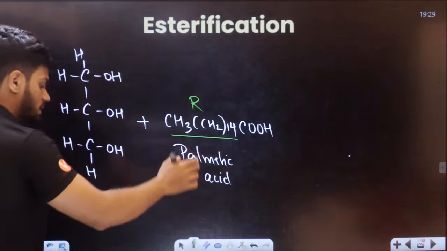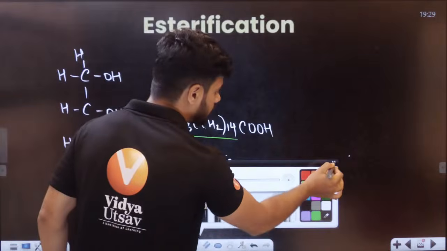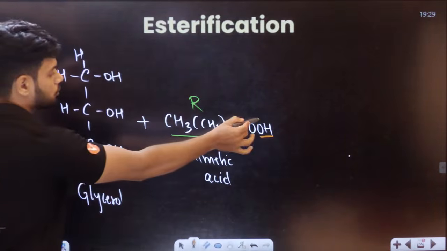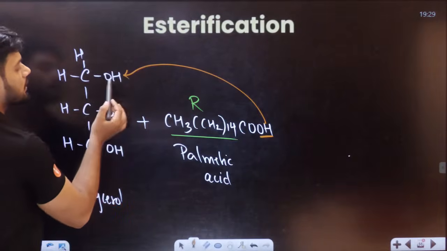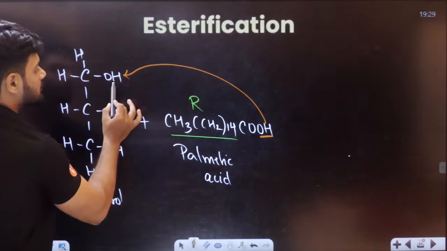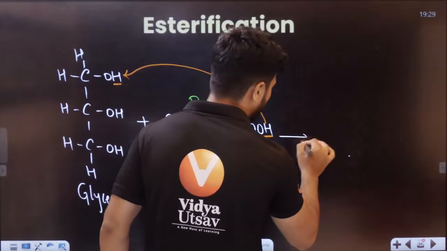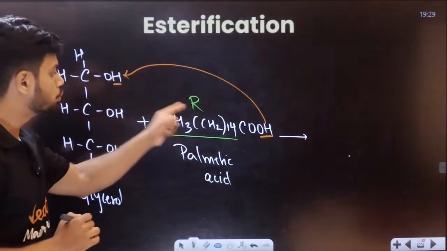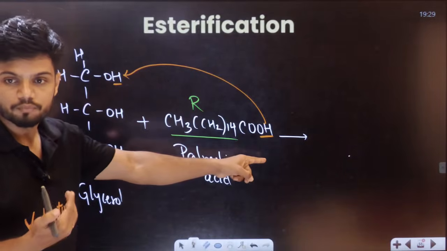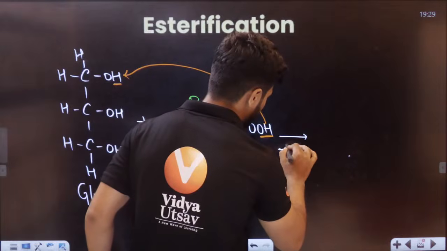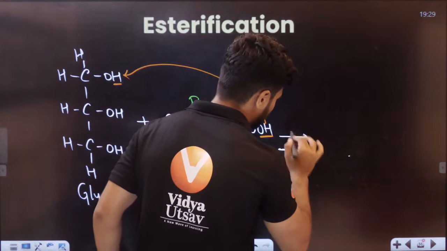Now we are supposed, students, to take this OH from here and add it to the first carbon, let's say, and this OH and this H. Students, what do we get? H2O. So can I remove water, students? Minus H2O. You remove water.